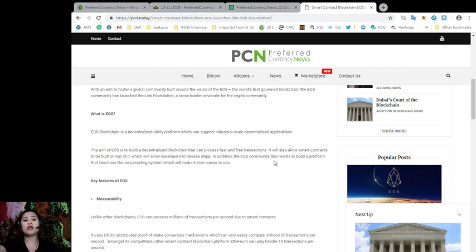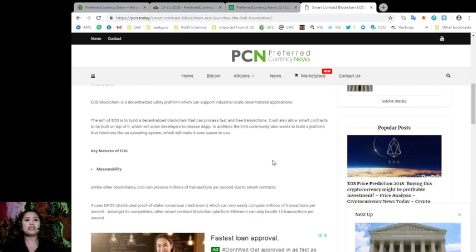Now, just a recall, what is EOS? The EOS blockchain is a decentralized utility platform which can support industrial-scale decentralized applications. The aim of EOS is to build a decentralized blockchain that can process free and fast transactions. It will also allow smart contracts to be built on top of it, which will allow developers to release decentralized applications. In addition, the EOS community also wants to build a platform that functions like an operating system, which will make it even easier to use.